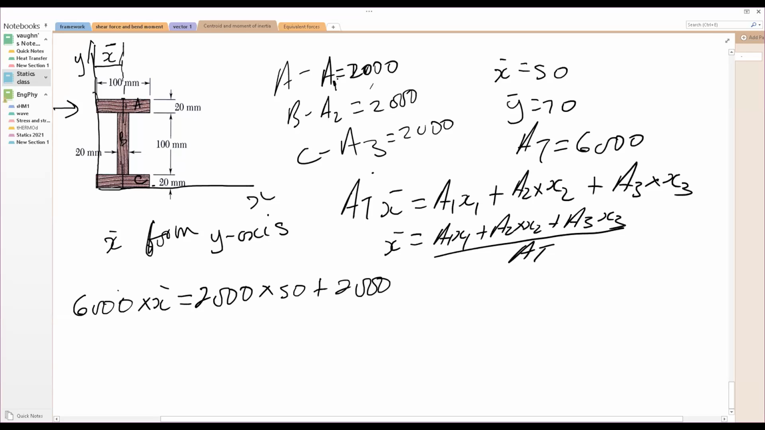Plus 2,000 times 50 for A2 times X2. What is X2 from here? We know that the thickness of this is 20. But what is the distance to the center of that? Anybody can tell me? 50. Is it still 50? That's the question. You agree that it is 50? But hold on, what's the thickness of it? 20. But to the center, is it still 50?